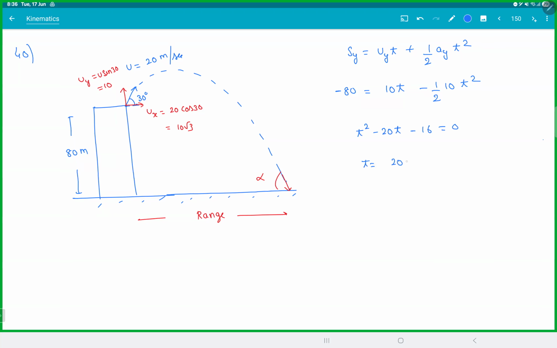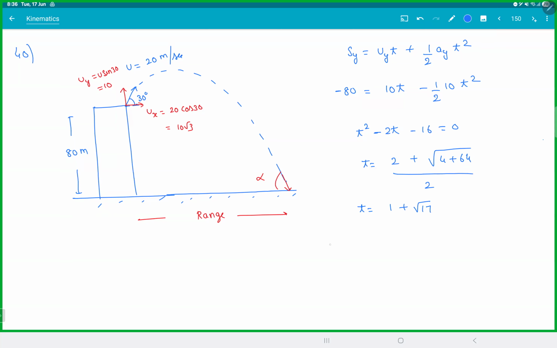This will be 20 plus minus root over b square 400. Numbers are bad, right? How much is that? 400 plus 64. I wrote the quadratic wrong here. Yes, this is 2t, right? It is t square minus 2t. That will be 2 plus minus root over b square, which is 4 plus 64, by 2. That will be 1 plus root 68, so that will be root 17. That's your time of flight. Okay?